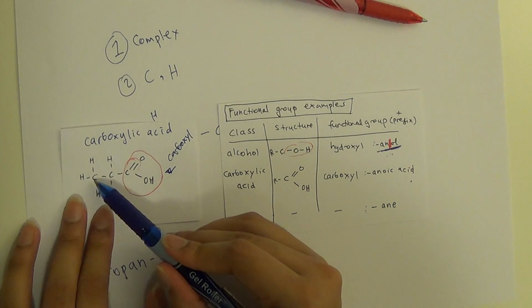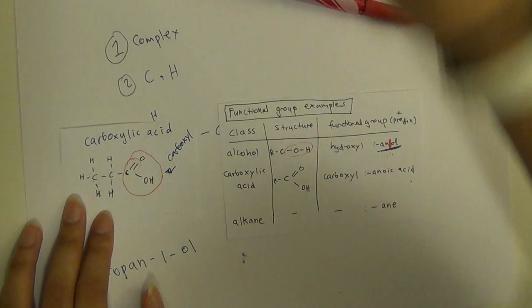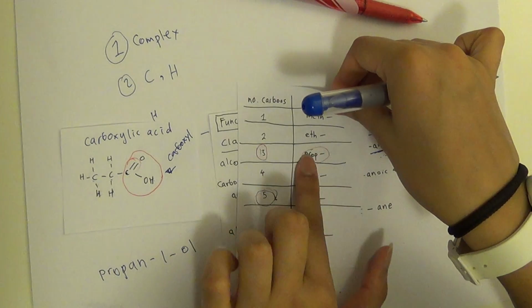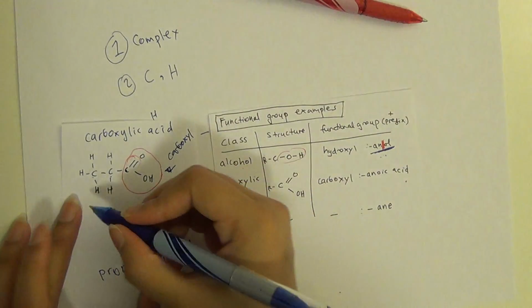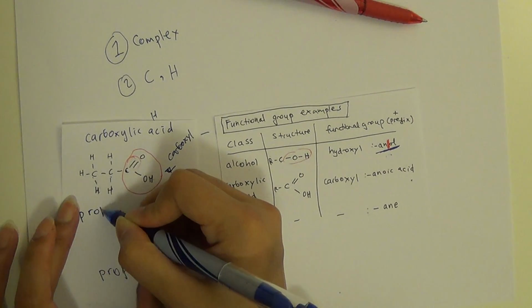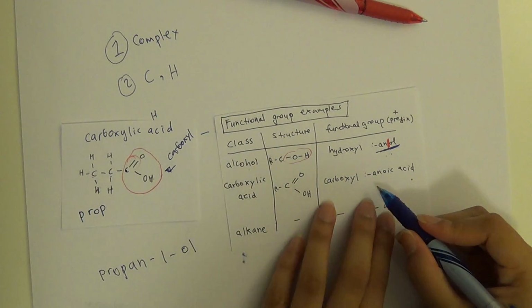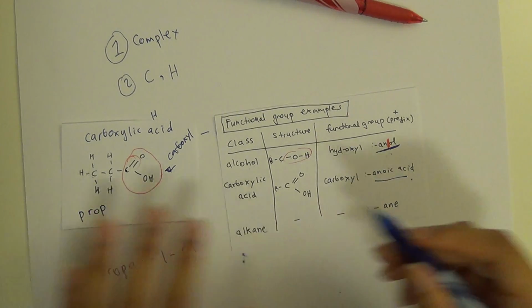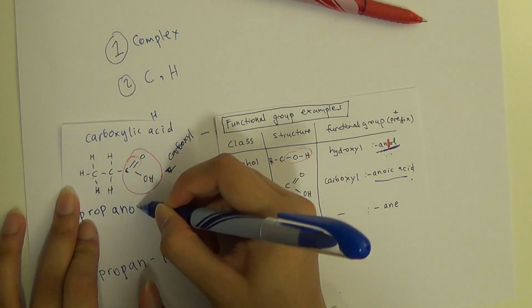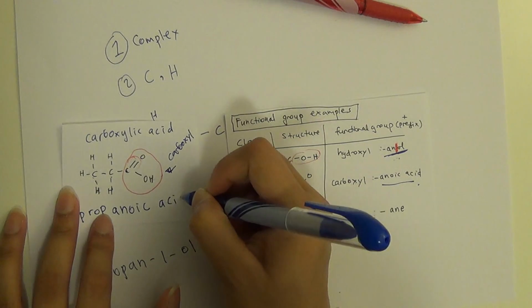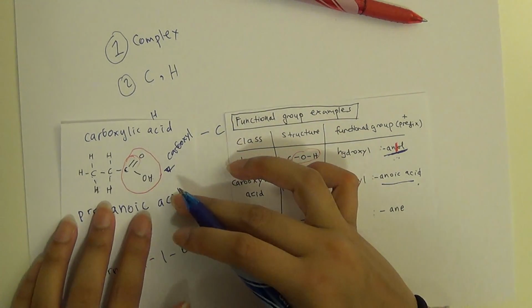So we have 1, 2, 3. So once again, our prefix is prop. So we have prop. And then we have to add the ending, which is anoic acid. Propanoic acid.